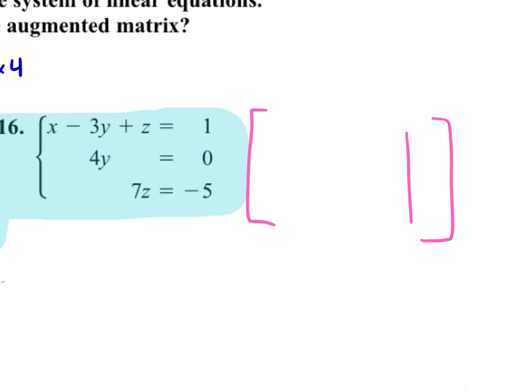What would the first row be? 1, negative 3, 1, 1. What's the second row? 0, 4, 0, 0. And the third row? 0, 0, 7, negative 5. Awesome. What are the dimensions of this matrix? A 3 by 4. Perfect.